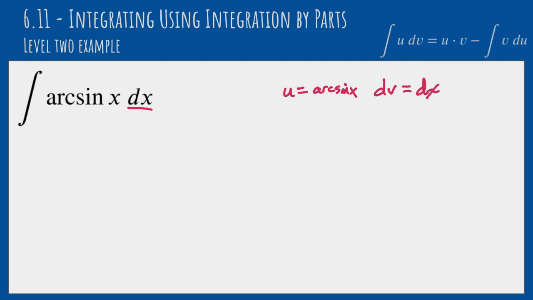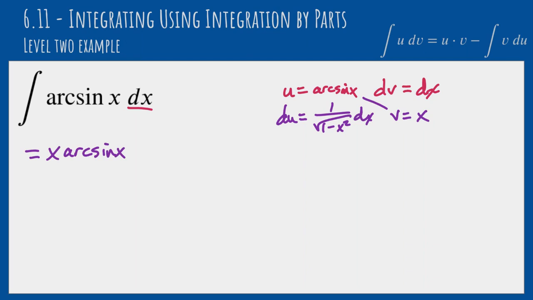So using integration by parts, I'm going to take the derivative. So du is going to be 1 over square root of 1 minus x squared dx, and v is just going to be x. So we're going to multiply arc sine of x times x, so it's x arc sine of x minus the antiderivative of v du, so x over the square root of 1 minus x squared dx.